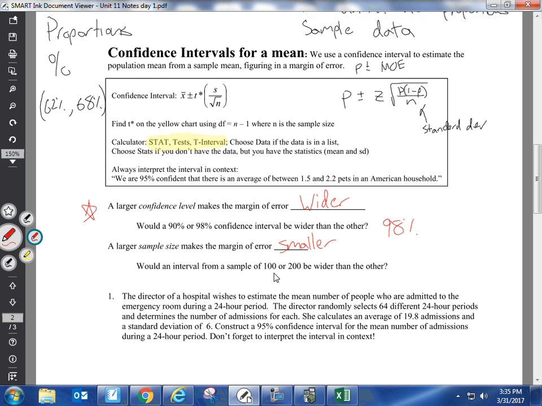All right, Mr. Galt, sit up and answer the question. 100 would be wider, okay? We have a smaller sample size, which means the smaller sample size would need a wider confidence interval to have the same level of confidence.